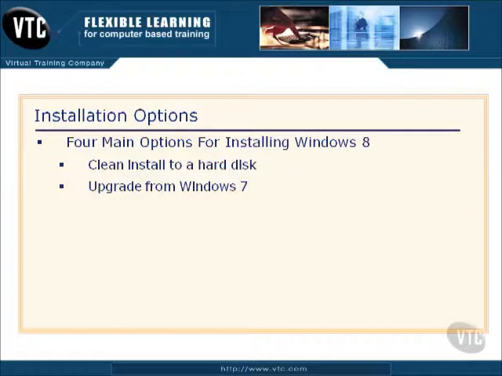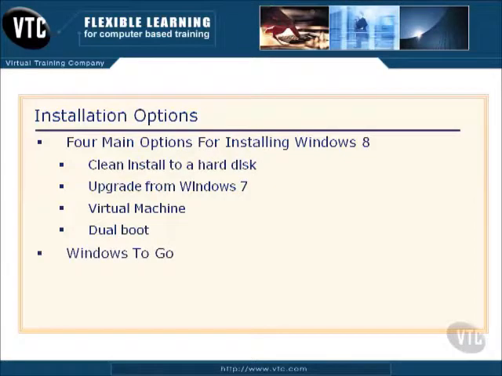Then there's upgrade from Windows 7. Then we can use virtual machines to run Windows 8, and then the last option of the 4 is a dual boot. And we'll talk more about each of those in just a minute.